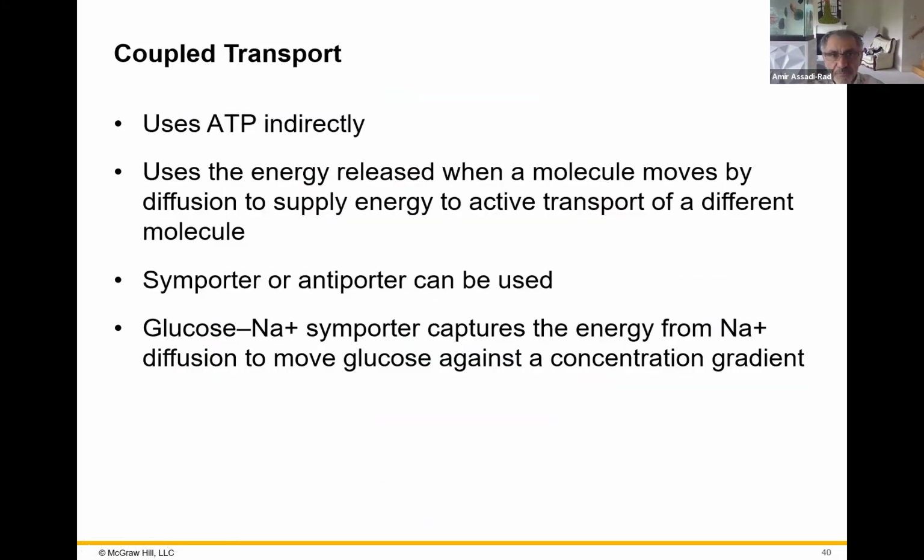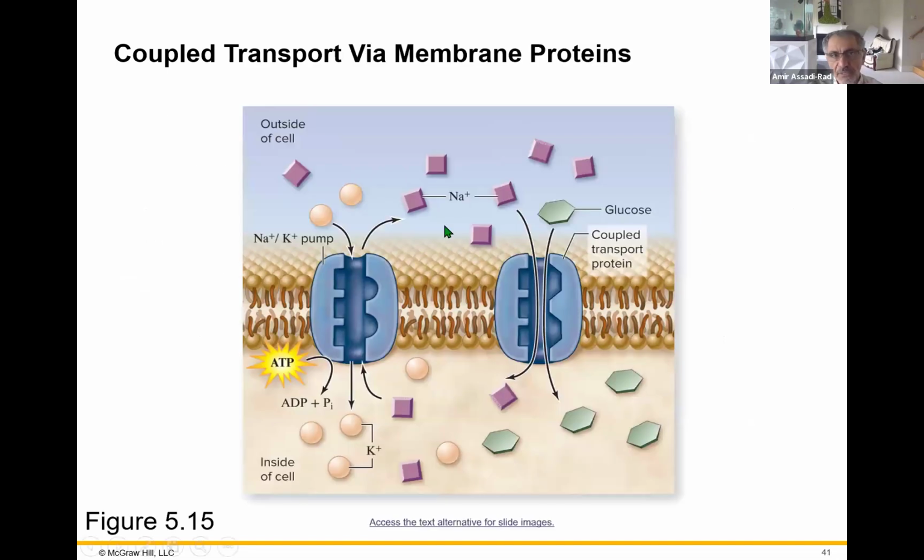Okay, coupled transports use energy released when a molecule moves by diffusion to supply energy to active transport of a different molecule. A symporter or antiporter can be used. Glucose and sodium: the symporter captures the energy from sodium diffusing to move glucose against its concentration gradient, right here. Yeah, okay.